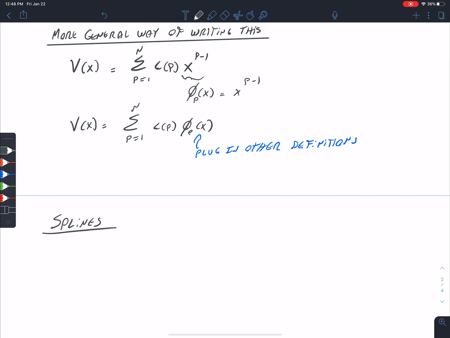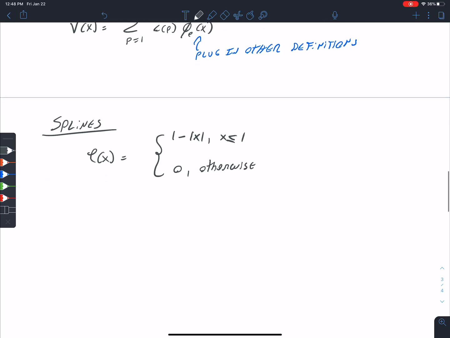Let's look at a very basic example of what a spline is. Let's define a function we'll call phi like this, where this function will be 1 minus the absolute value of x when the absolute value of x is less than or equal to 1, and it will be 0 otherwise. So what does this mean?